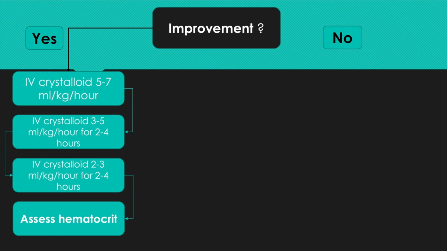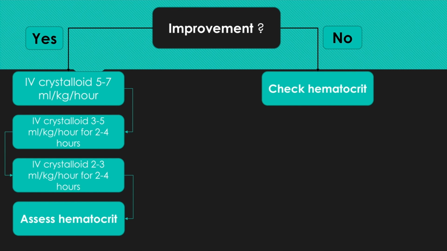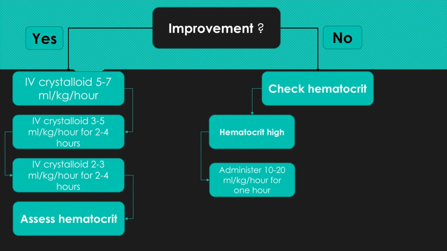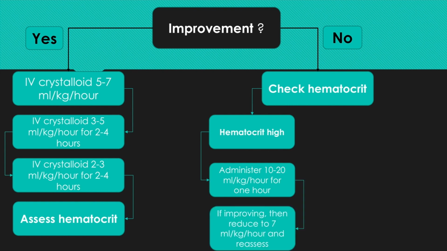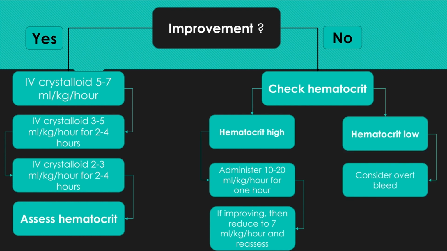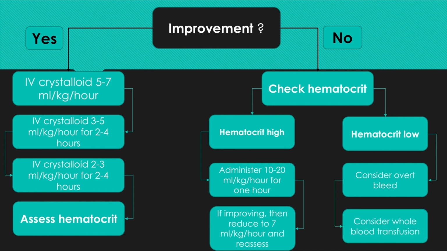In patients who don't improve after an initial fluid bolus of 5 to 7 ml per kg per hour, we must check the hematocrit immediately. If the hematocrit is high, we must administer 10 to 20 milliliters per kg per hour of crystalloids for 1 hour, followed by reduction to 7 ml per kg per hour and reassess the patient. If the hematocrit is low, we must consider an overt bleed and consider whole blood transfusion.